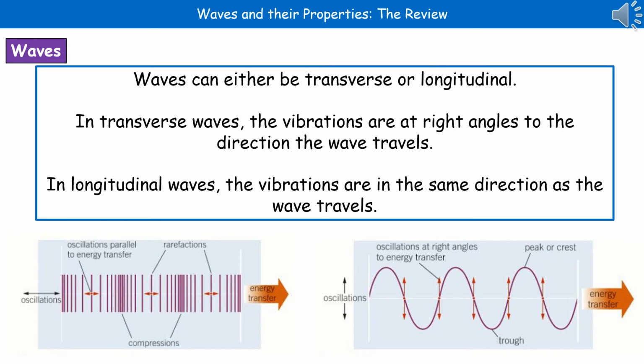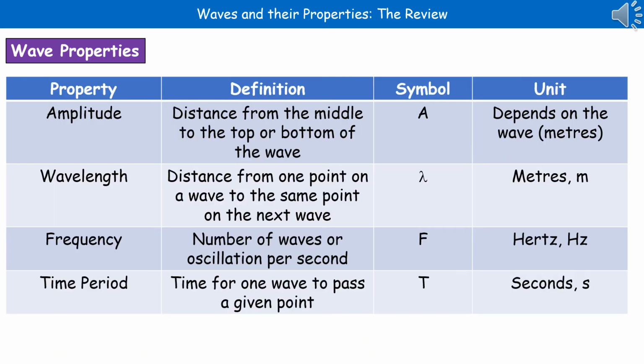When we're talking about waves, they can either be transverse or longitudinal. In transverse waves, the vibrations are at right angles to the direction of the wave, as you can see in the bottom right diagram. And in longitudinal waves, the vibrations are in the same direction as the wave travels, as shown in the bottom left diagram. Just remember, in our longitudinal waves, those compressions are areas of high pressure and the rarefactions areas of low pressure. And then we're going to have a look at the key features on our waves in a moment. So there are 4 definitions that we need to know.